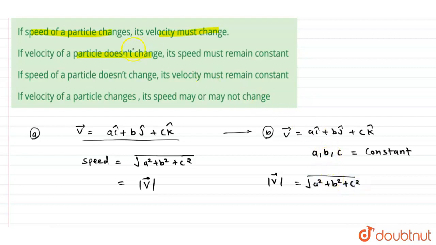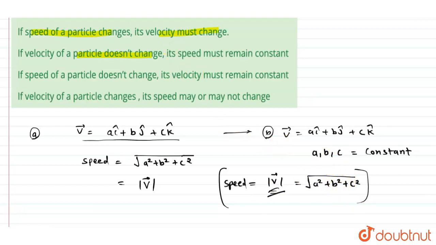So our question is, if the velocity of the particle doesn't change, and you take them as constants, the speed must remain constant. As you can see here, it is equal to the magnitude of the velocity vector. This is basically the speed that we have found. Speed is equal to the magnitude of the velocity vector, which is root over a square plus b square plus c square. So this shows that option b is also the correct one.